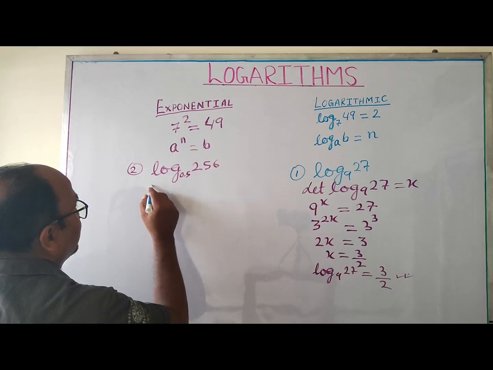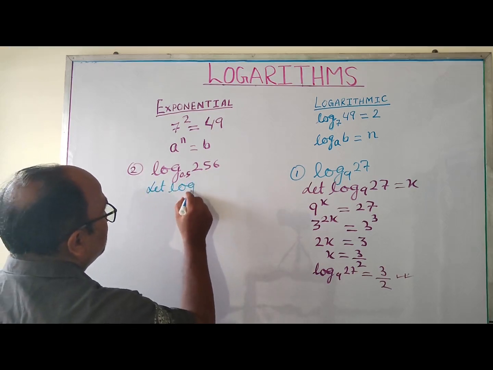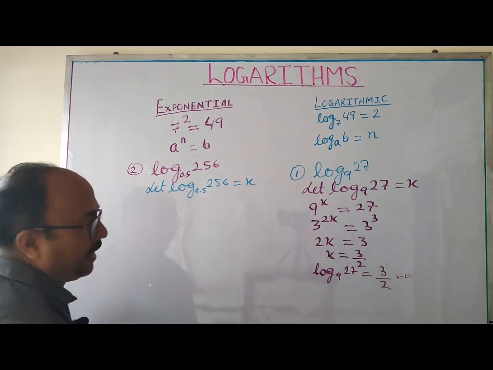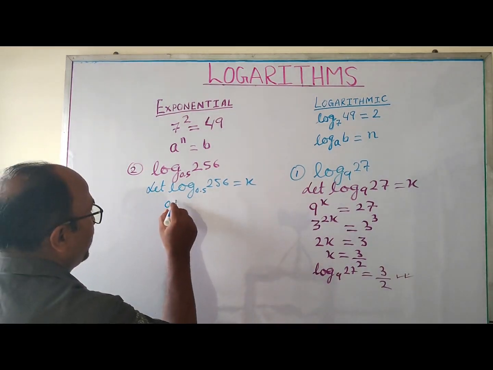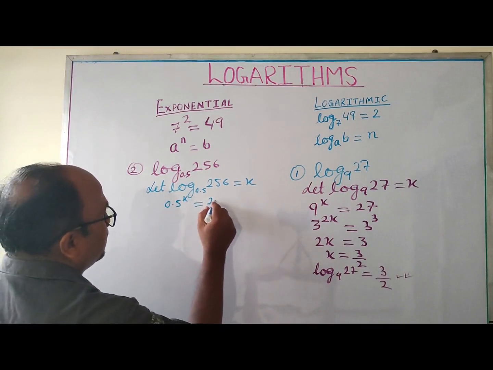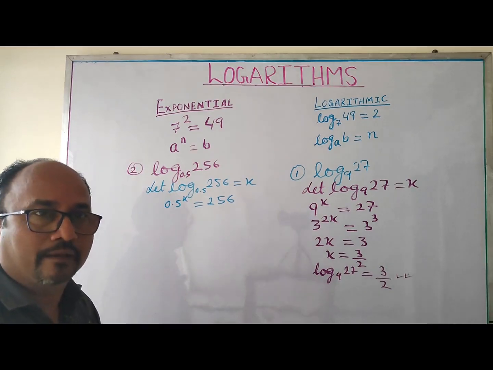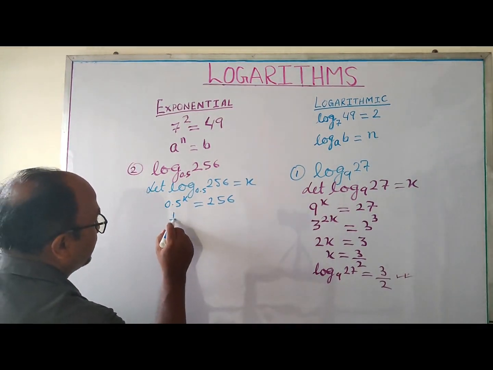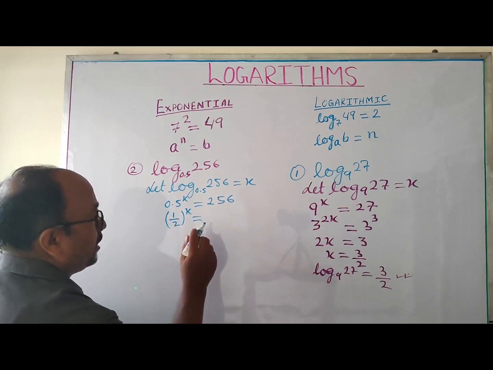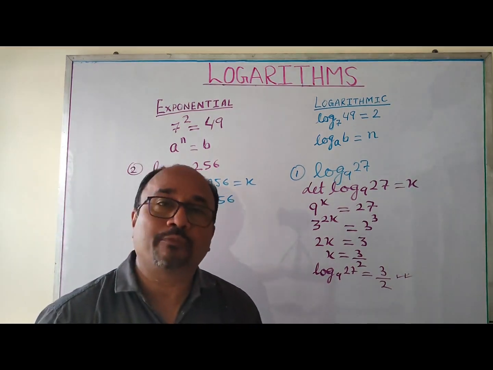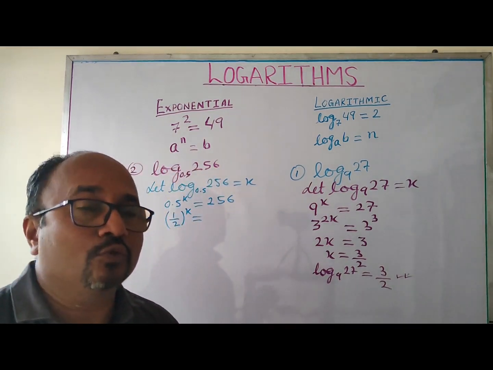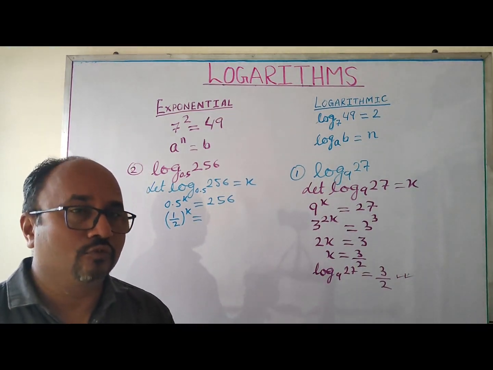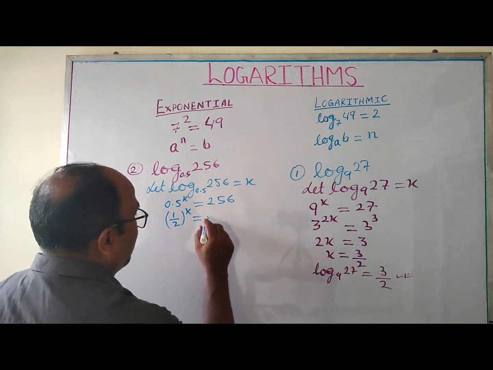I will write here, let log 256 to the base 0.5 is equal to x. Now 0.5 to the power x equals 256. Now we know 0.5 is same as half. So I can write here half to the power x equals, now 256 will be 2 to the power what? I suppose you all remember 2 to the power 4 is 16, and 16 into 16 is 256. So 2 to the power 4 two times, I will get 2 to the power of 8.